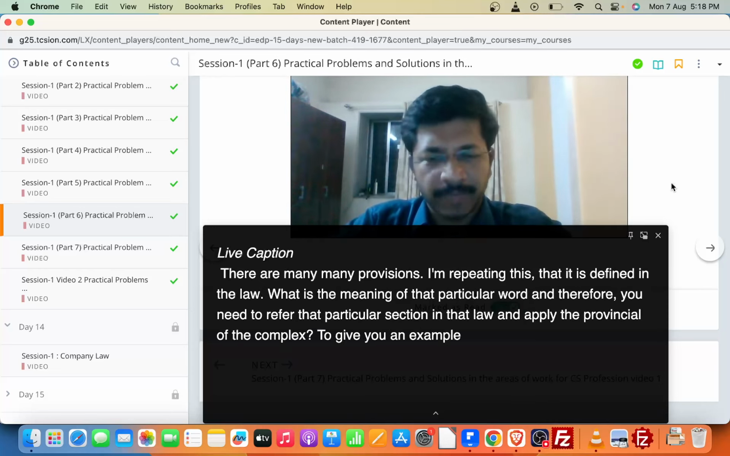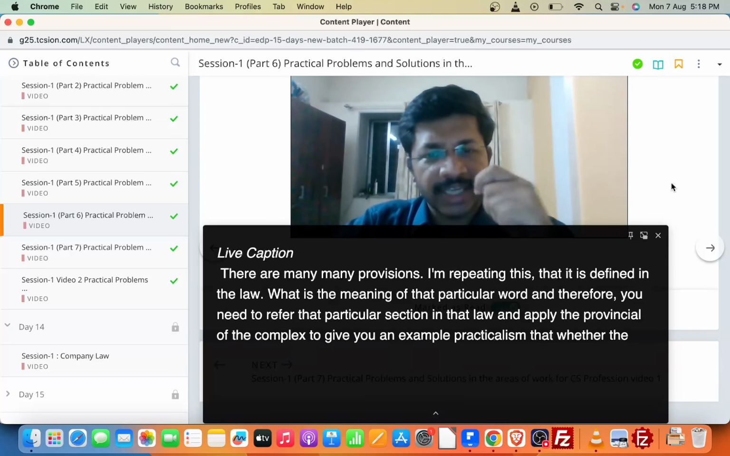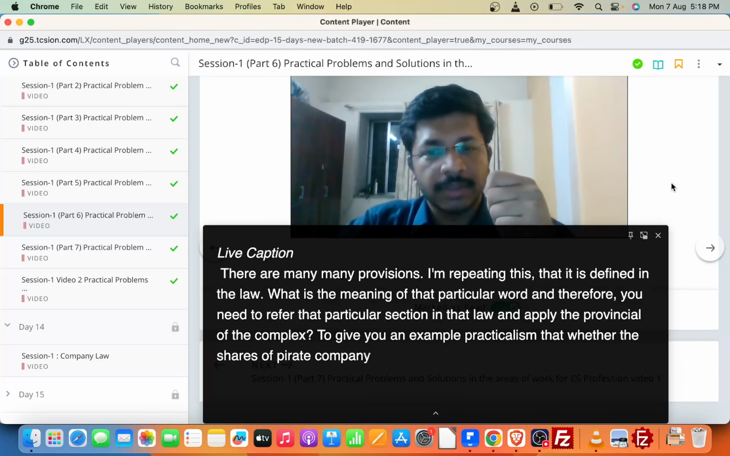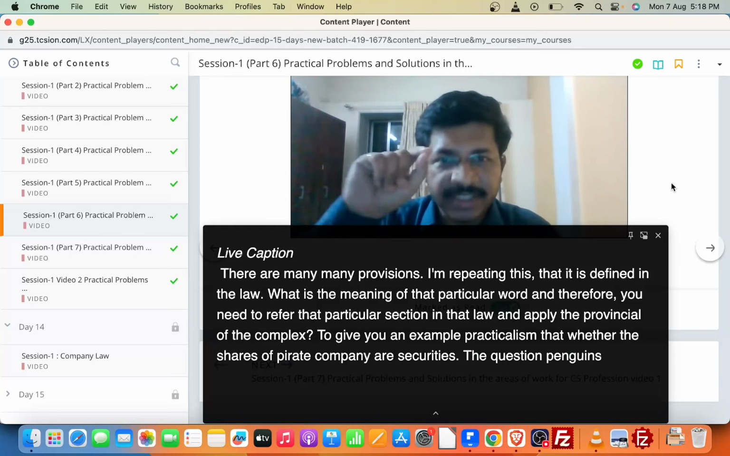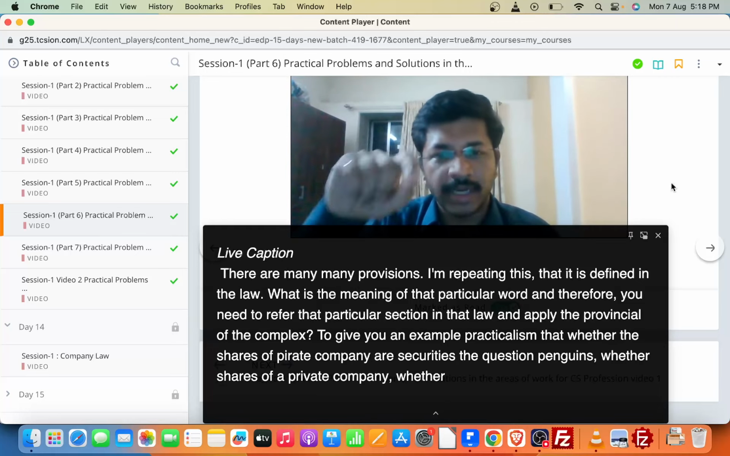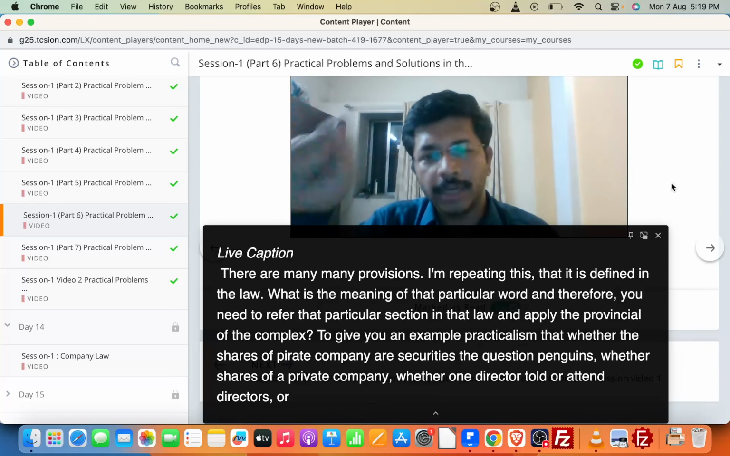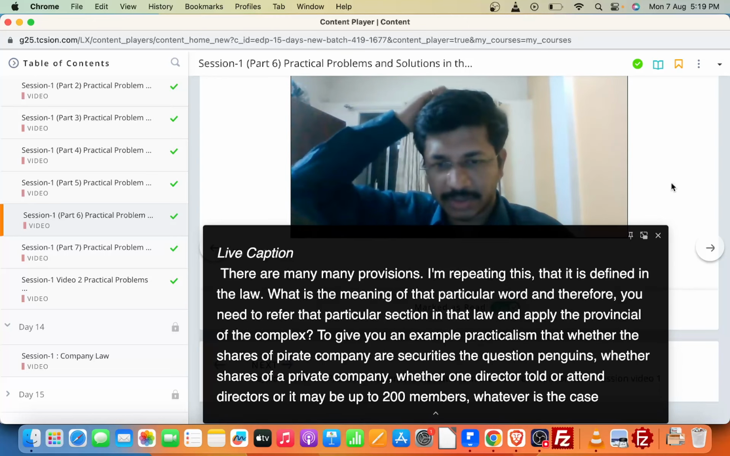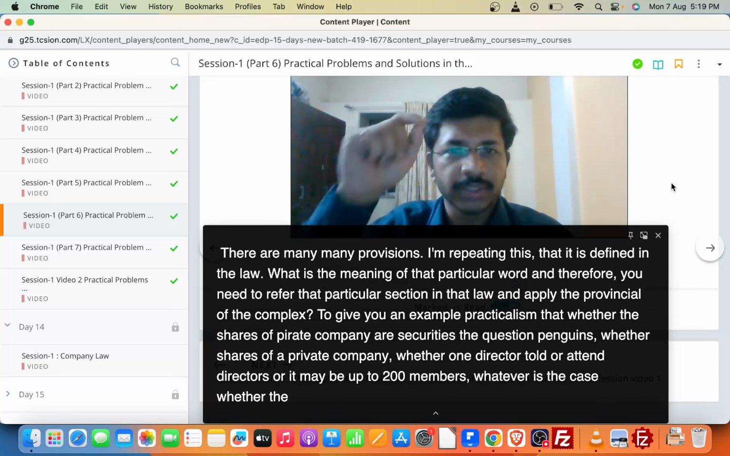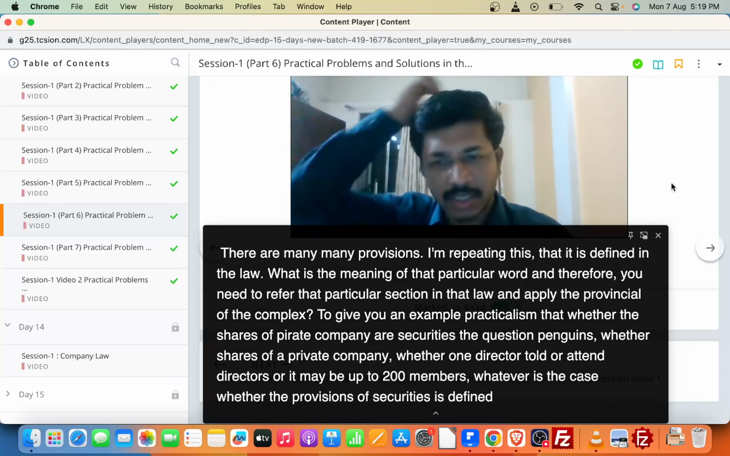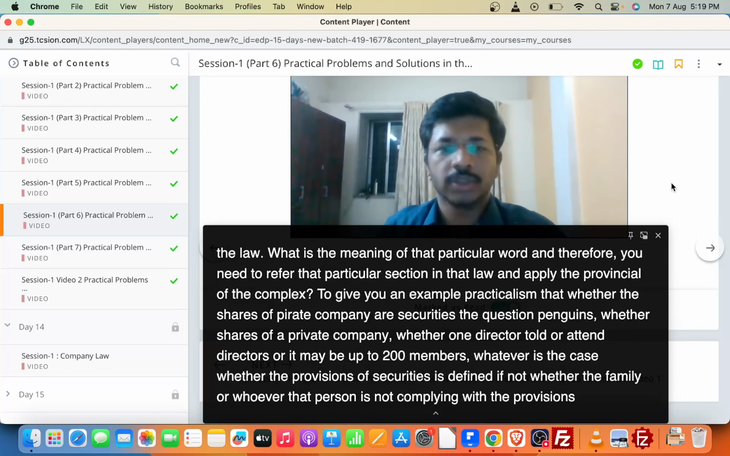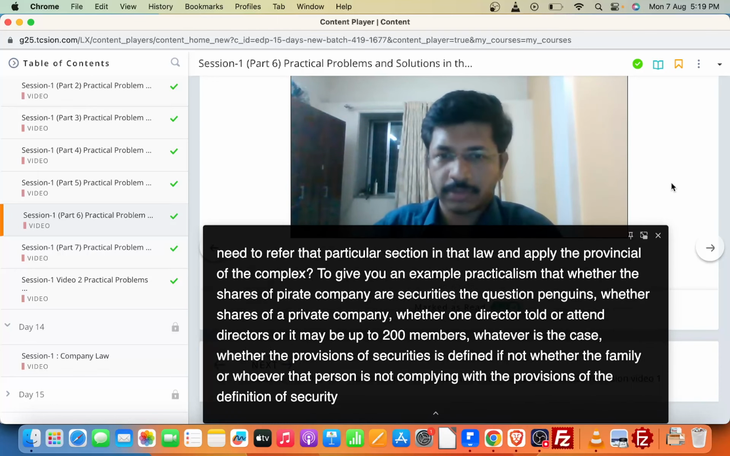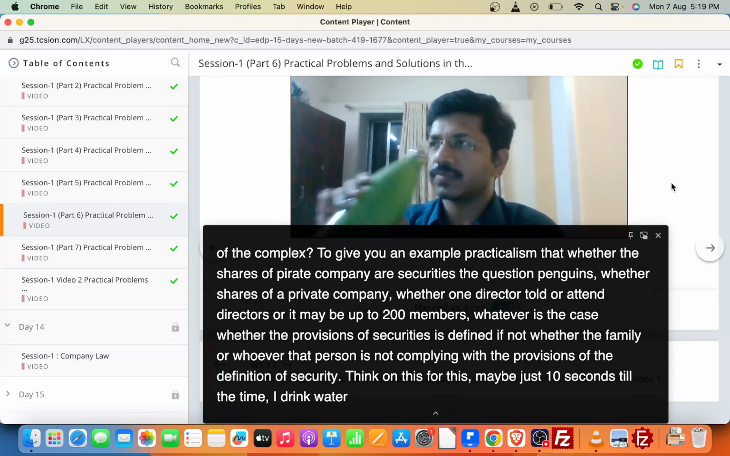To give you a practical example: whether the shares of a private company are securities. Think on this. Whether the shares of a private company, whether one director, two directors, or ten directors, or up to 200 members, whatever is the case, whether the provisions of securities are defined. If not, whether the family or whoever that person is, is not complying with the provisions of the definition of securities. Think on this for maybe just 10 seconds till I drink water.